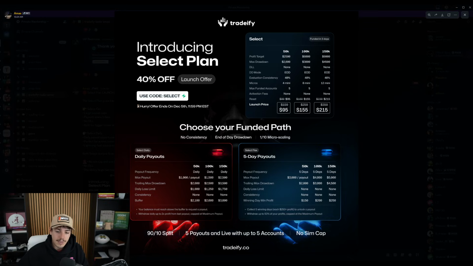And then the flex here, you have to collect 5 winning days. It says in parentheses, each 250 plus profit. I believe that's for the 150K. So a winning day for the 50K would be the same as Top Step at $150. So for you to count 5 winning days, you need to just have 5 winning days of $150 or more. And then you can withdraw up to 50% of your profits, capped at the maximum payout.